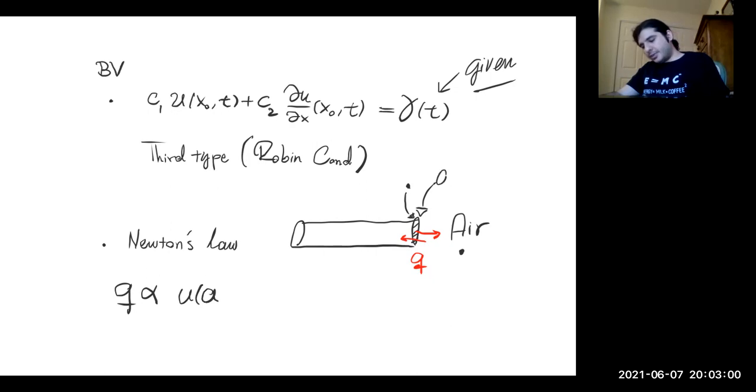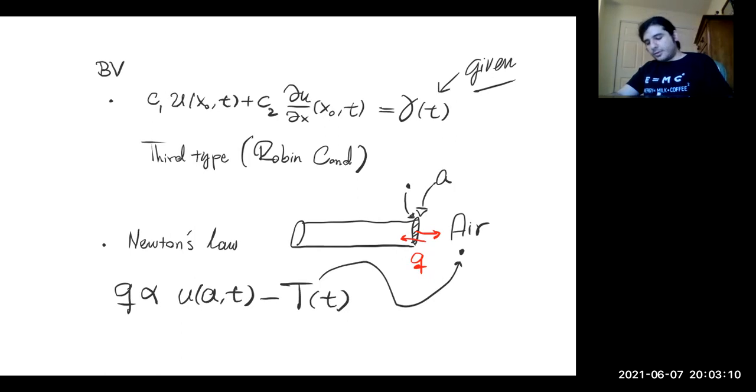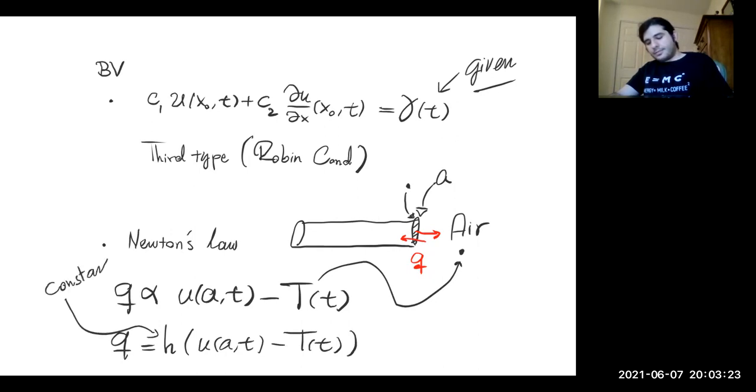So if this is the point a, it's the temperature at the point a and t, minus the temperature of the air at time t. Let's say this is the temperature of that. If it's proportional, it's actually equal to that times something. We show that something with h. Here we assume that h is a constant. Okay.